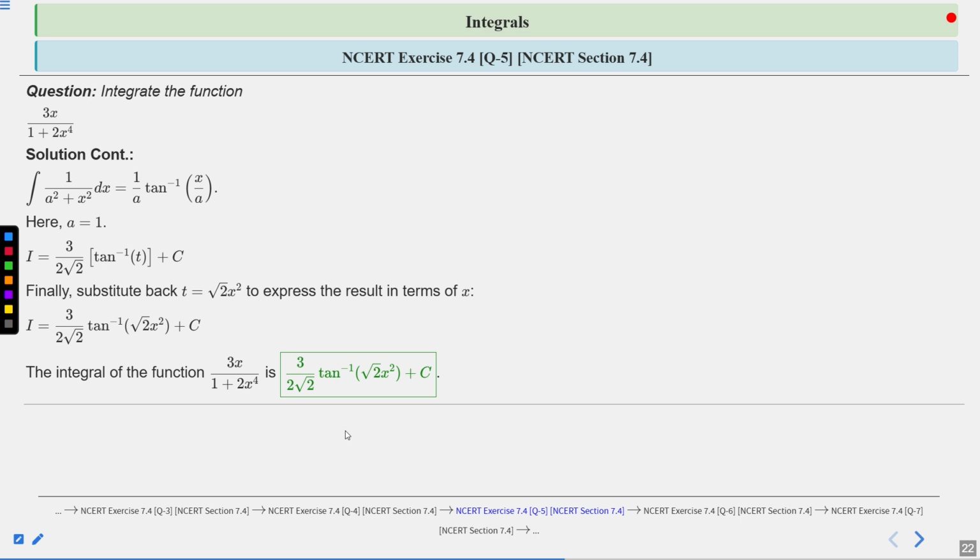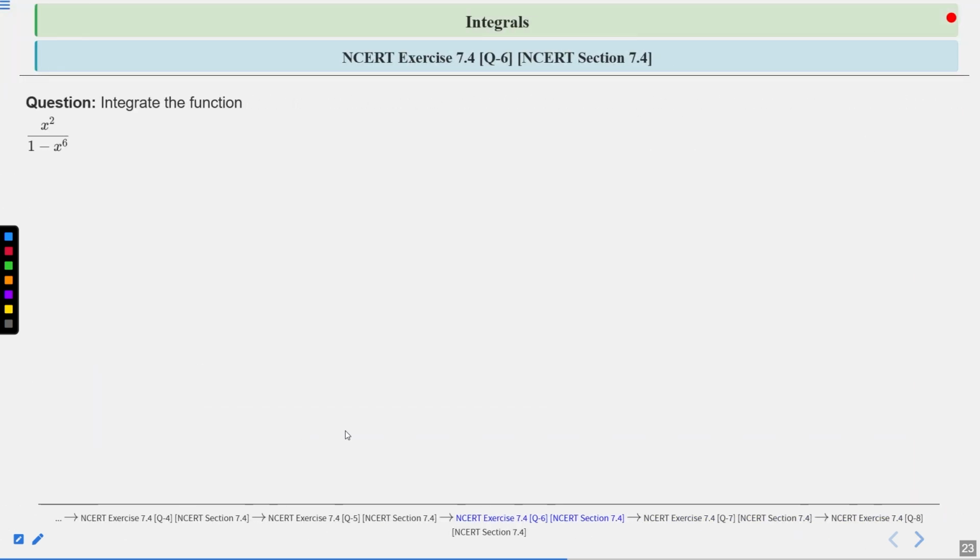Right. So let's move to the next part. I hope it's clear to all. The next question is: integrate the given function, and the function is x square upon 1 minus x to the power 6.